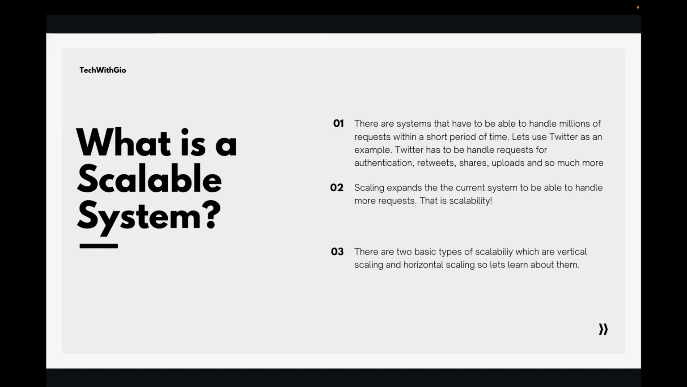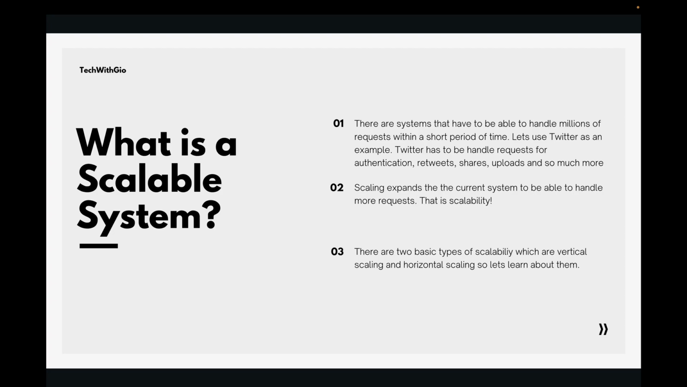So the first question should be, what is a scalable system? What is scaling? Scalability is an important topic in system design. In modern day systems, usually a system is as simple as a client and a server, but as the amount of users increase on an application, the clients expect a reasonable response time, good or bad, within a certain period of time. Systems nowadays have to be able to handle millions of requests within a short period of time.